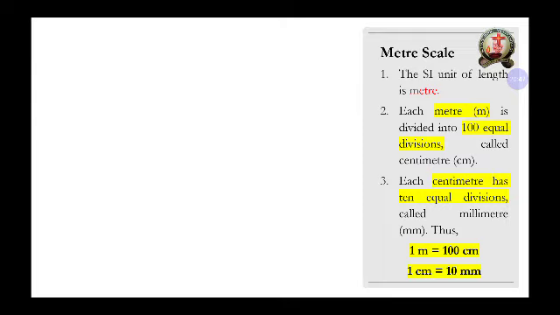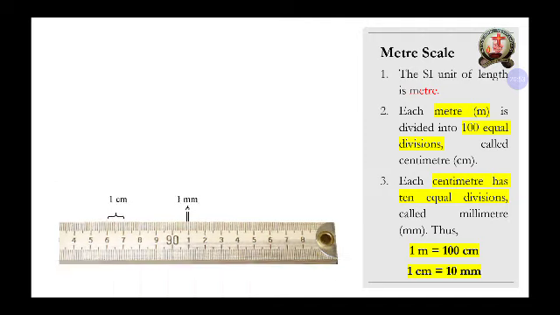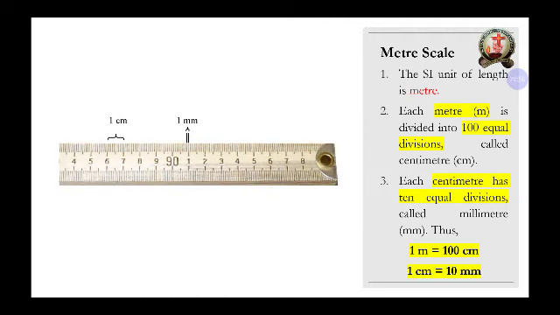The third point: each centimeter has 10 equal divisions called millimeters, as you can see here. If you take 10 millimeters, then it becomes 1 centimeter. From 1 to 2, how many millimeters will be there? 1, 2, 3, 4, 5 on your scale. If you look, you will be able to easily determine. So 1 centimeter will have how many millimeters? 10 millimeters. Likewise, if you take a 100 centimeter scale, that is called 1 meter. Okay, so this basic thing you should remember when you are measuring a length.